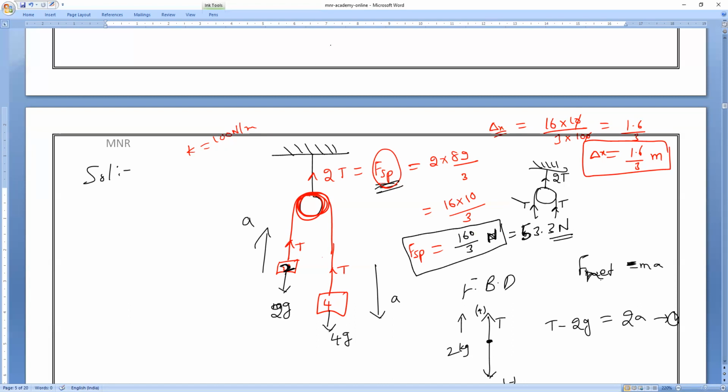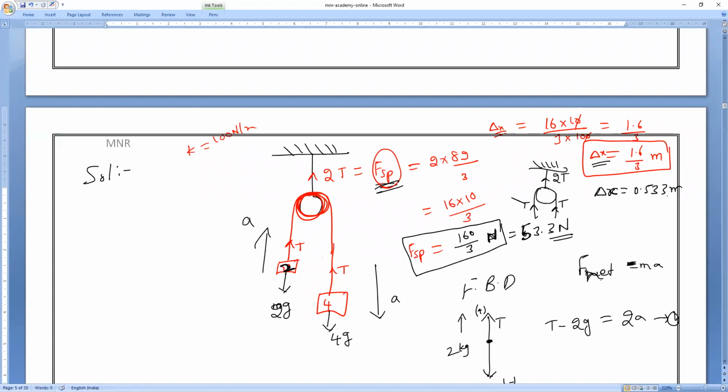Is it okay, everyone? And if they ask you the elongation, you can take G value as 9.8 or 10, so that you will get 1.6 by 3. So that is the elongation of the spring. Clear? So that is how you have to consider it. You have to consider the spring like a string, and go with the calculation.